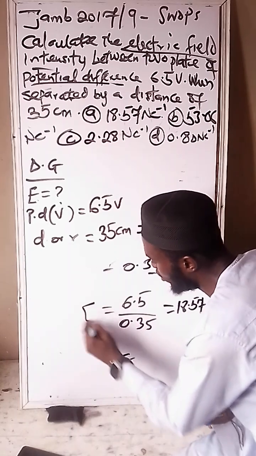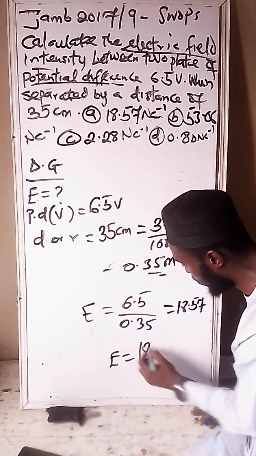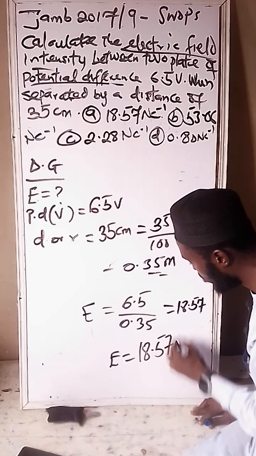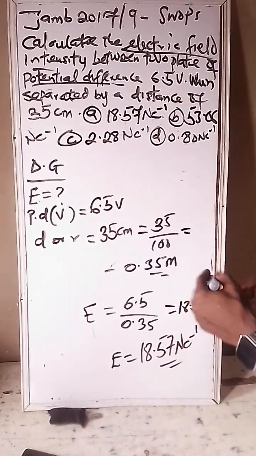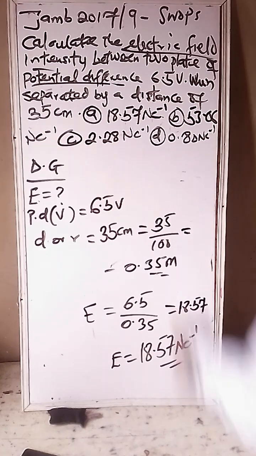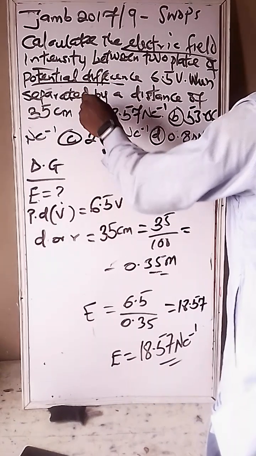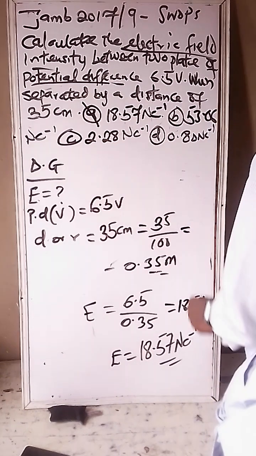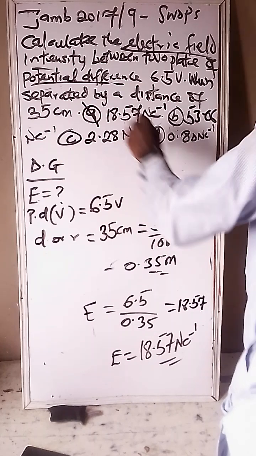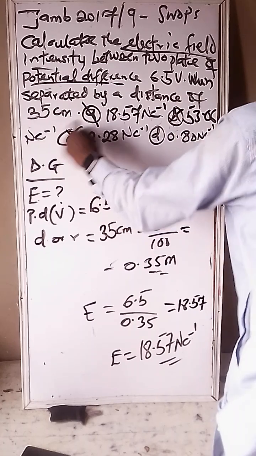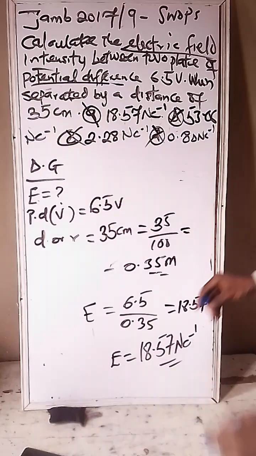This is E. E now will be what? 18.57 Newton per coulomb. Are we together? Now let's go for the answer that has 18.57 Newton per coulomb, which I suspected to be what? Option A. I'm confirming and reaffirming it that it is Option A. These are wrong, these are wrong, these are wrong. Hope I'm communicating.